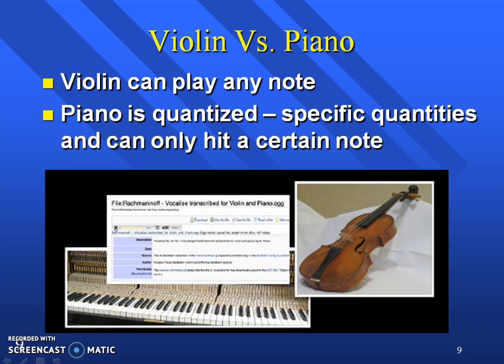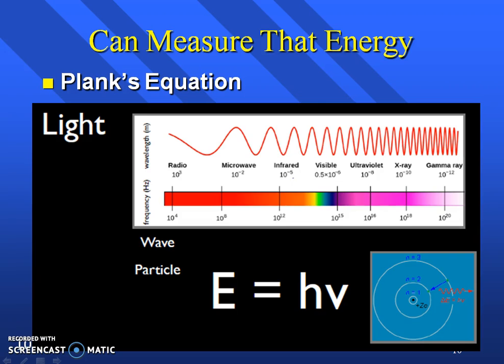We talked about how a violin is very different than a piano because a violin can play any note, because it's just about how your fingers move across that string. However, a piano is quantized. You hit specific notes for a specific quantity of sound. So we can measure that energy using Planck's equation, E equals hv, and that will be on your reference sheet.